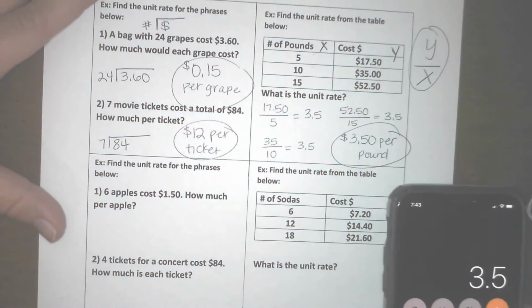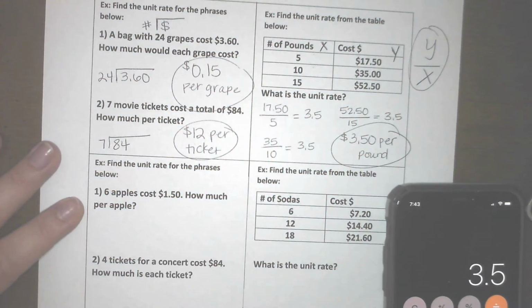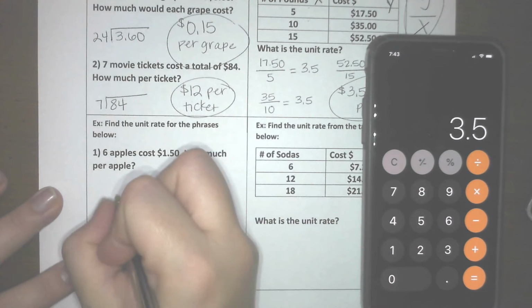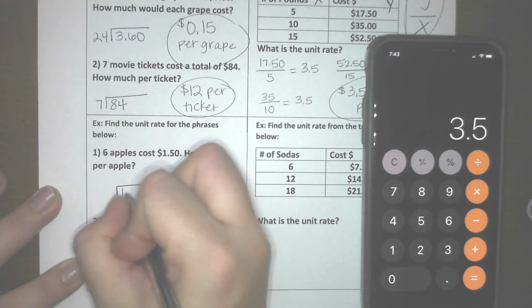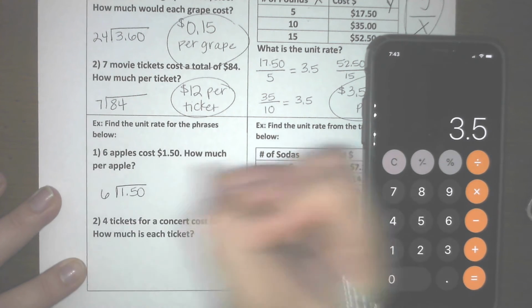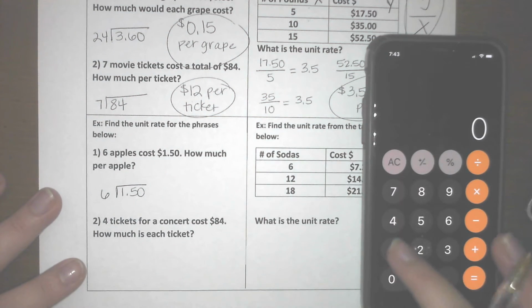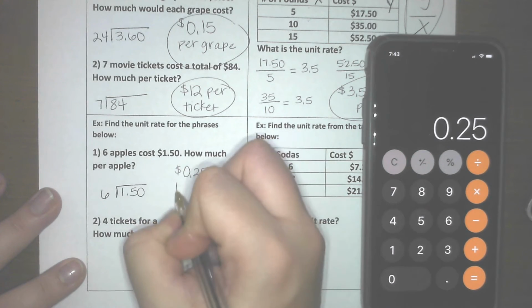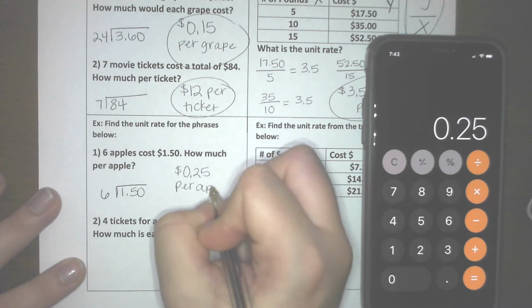All right, so let's do some more examples. For the phrases, I have 6 apples that cost $1.50. How much per apple? So I'm going to do $1.50, remember money on the inside, divided by 6. So that means it's about 25 cents per apple. Pretty good deal.